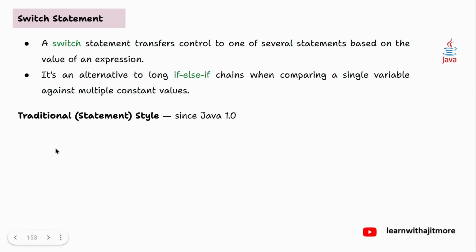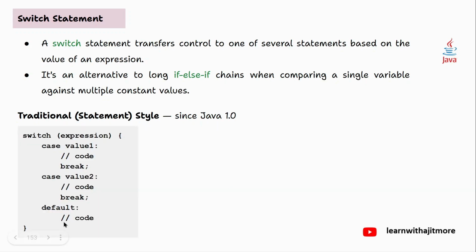First, I'll tell you about the traditional switch, which is coming from Java 1.0. Means the switch which has been provided from the very first version of Java is called the traditional style. That we'll discuss first, and then I'll tell you what is provided in the next versions. This is our traditional one.